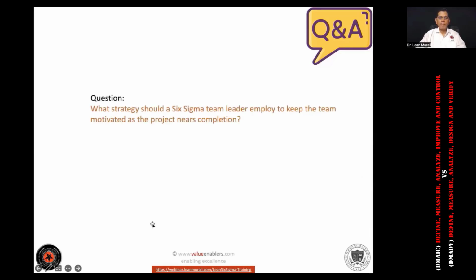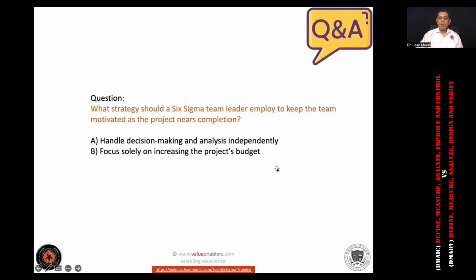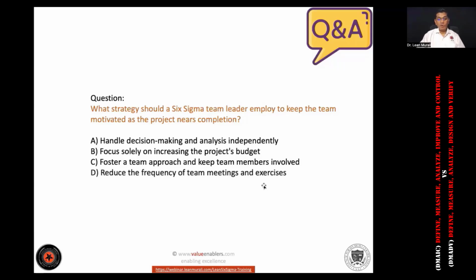Okay, there's one more question. What strategy should the Six Sigma team leader employ to keep the team motivated as the project nears completion? Great, nice question. So what should the leader do? Handle decision-making and analysis independently, focus solely on increasing project budget, foster a team approach and keep the team members involved, or reduce the frequency of team meetings and exercises. Anybody who's experienced would select the obvious answer, right? Yeah, foster a team approach and keep the team members involved.